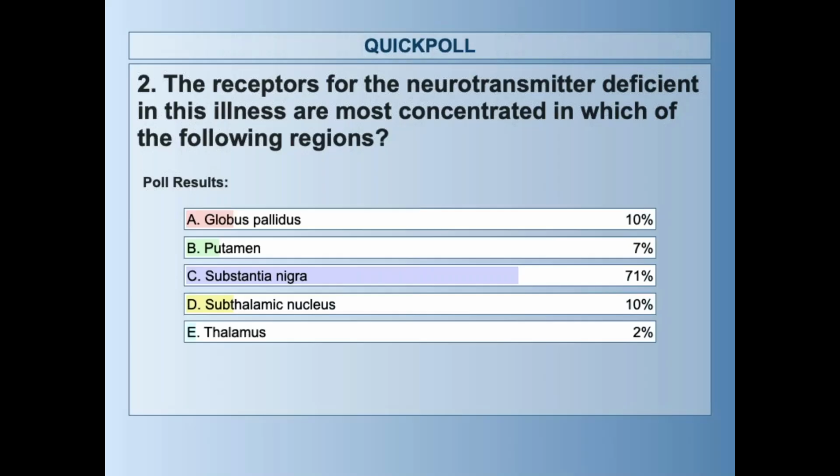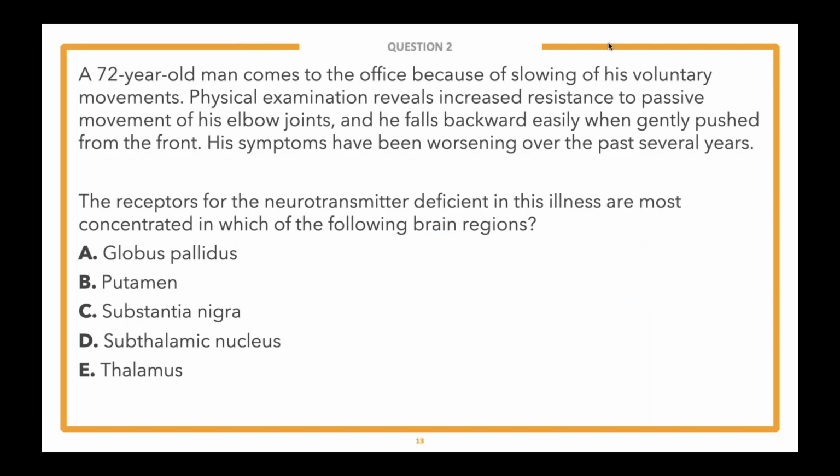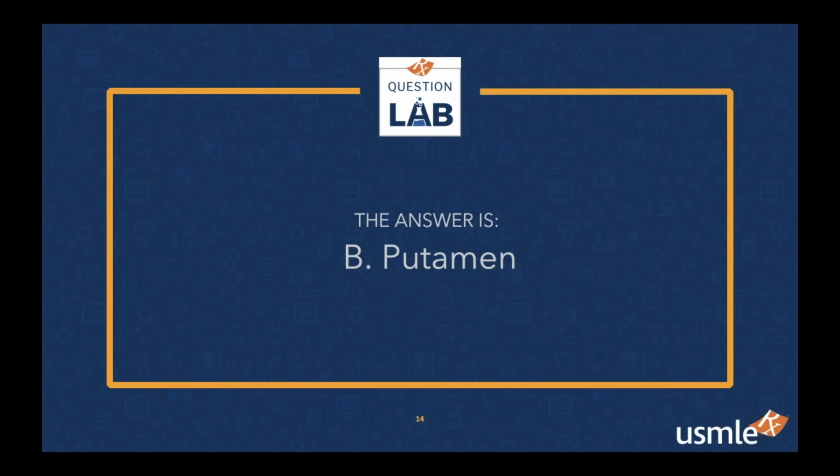Looks like 71% of you guys, unfortunately, fell for it and picked substantia nigra, okay? And 10% of you guys picked subthalamic nucleus and globus pallidus. Let's see what the correct answer is. Correct answer is B, putamen. And 7% of you guys got that right.